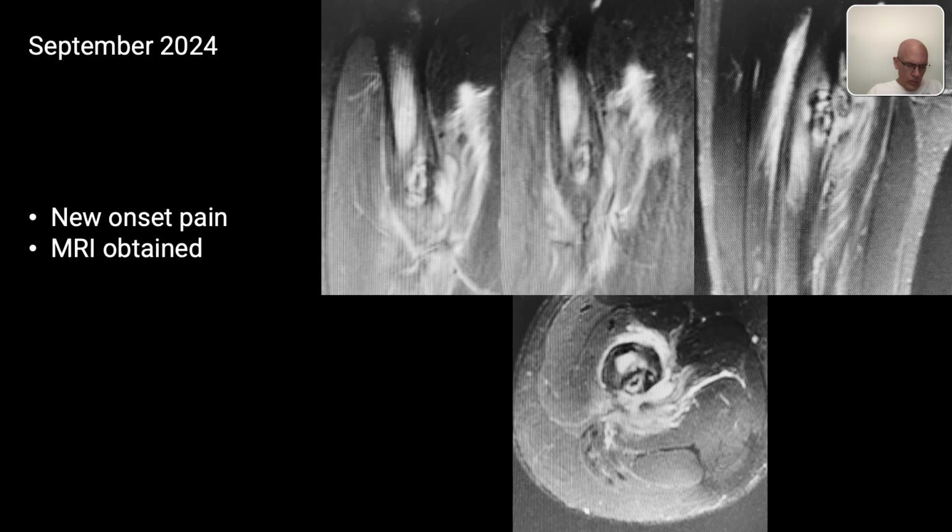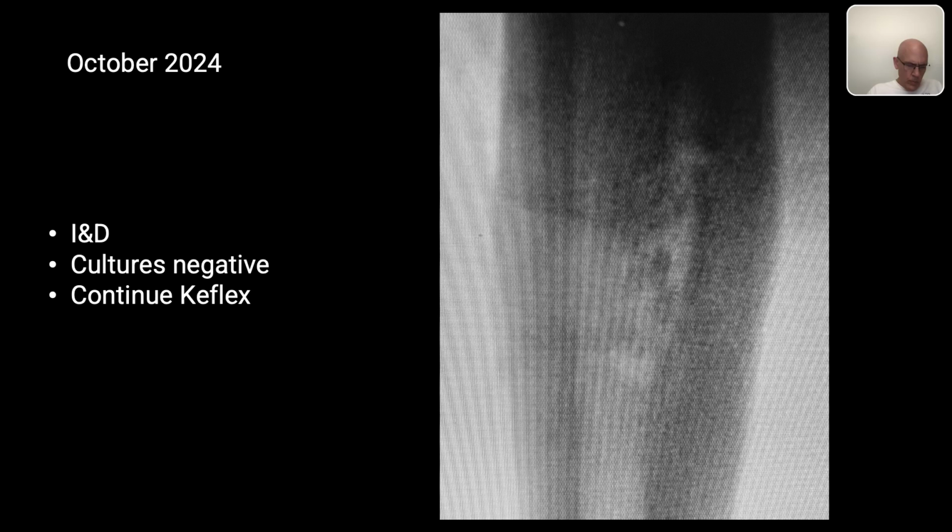New slide. So I guess after a period of time, maybe 4 months post-operatively, we ended up getting a relapse of discomfort. So the patient was re-imaged, demonstrating some periosteal fluid and inflammation. New slide. So underwent debridement. The cultures were negative this time, and then was continued on a course of Keflex.